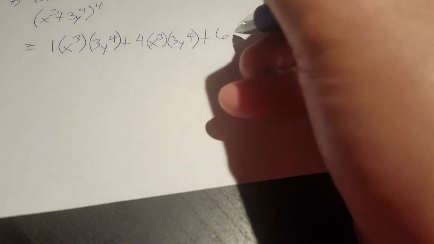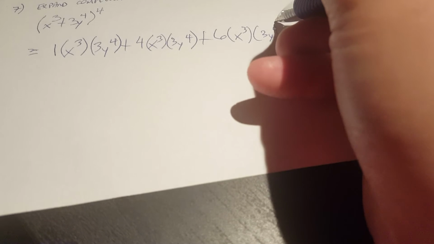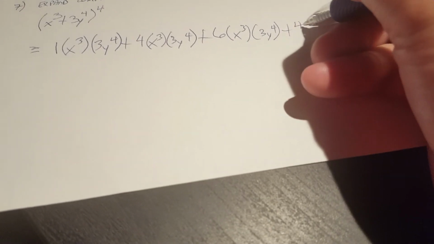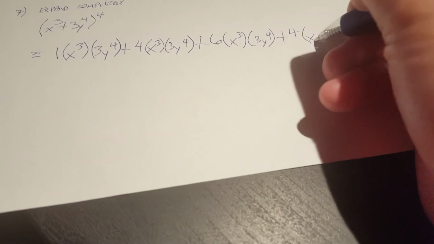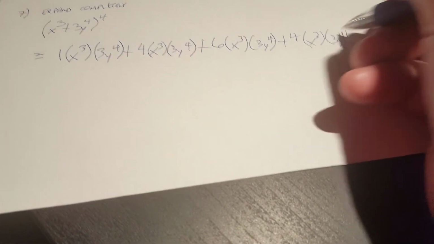Now the thing is, you have 2 terms in here. So each of these terms you're going to put here, x to the 3rd power, 3y to the 4th, and then repeat the process. This is plus. This is going to be x cubed, 3y to the 4th. You're going to have this plus x cubed, 3y to the 4th, plus this is going to be x cubed times 3y to the 4th power, and then one more.